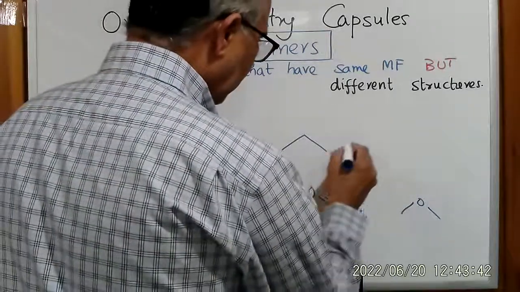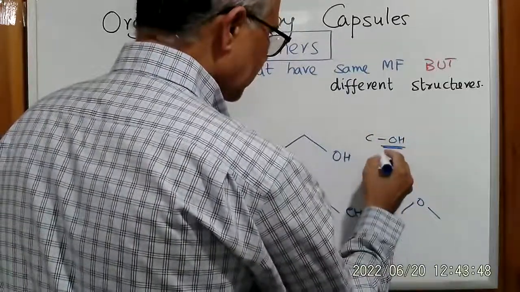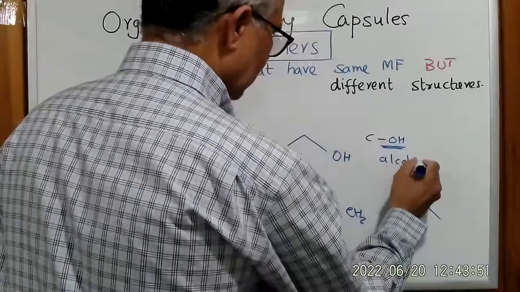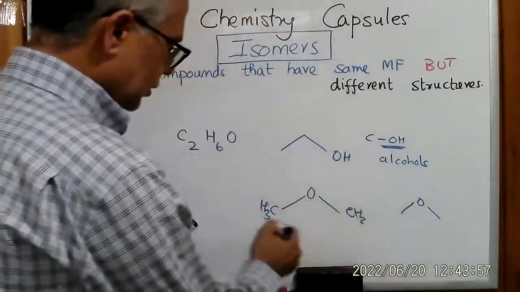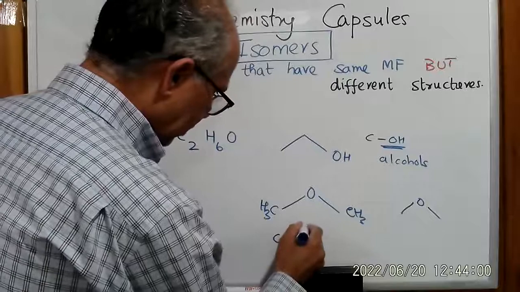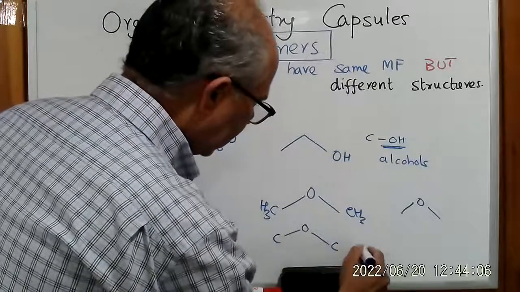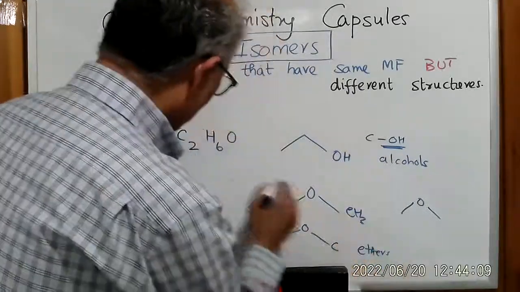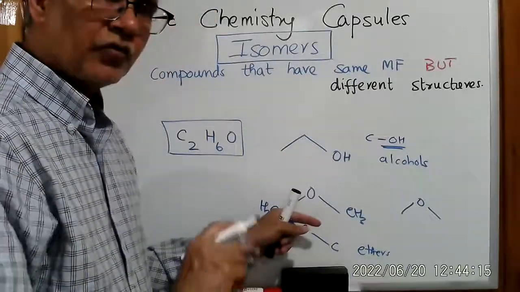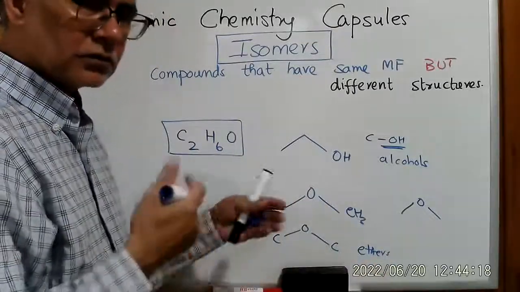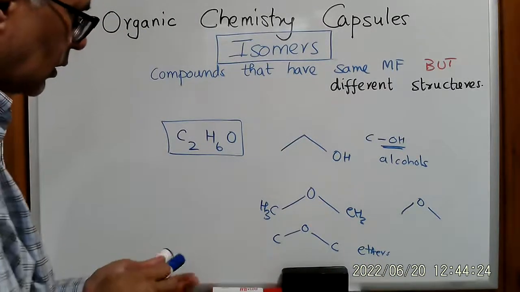Compounds that have a carbon connected to an OH group are called alcohols. So that's a new functional group for us. And in this structure, you see a carbon connected to an oxygen connected to a carbon. Compounds like this are called ethers. So, same molecular formula, different structures, and those structures belong to different functional groups. Just to highlight different possibilities. Good. We stop now.